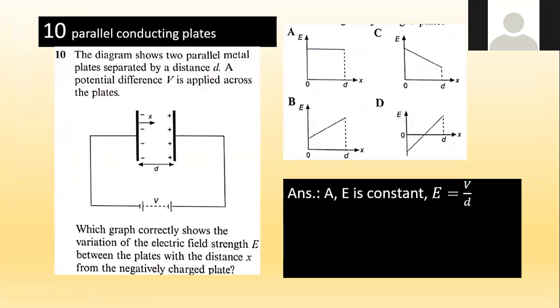Oh wait, teacher, tell me again. You must know that for parallel conducting plates, the field between the plates is uniform, constant. So that's why it's a horizontal line. If not, you can use the formula: E is constant. That is the fact. That's why E is constant.